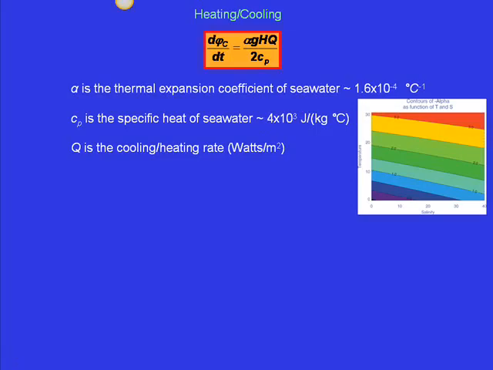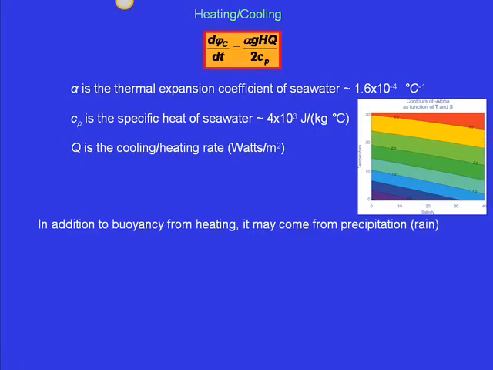It doesn't change as much as the thermal expansion coefficient, so it oscillates near 4,000 joules per kilogram for all ranges of temperature and salinity in the ocean. And Q here is the cooling heating rate in watts per square meter. Okay, so there's the next expression. And yet we have another one before we take a break.